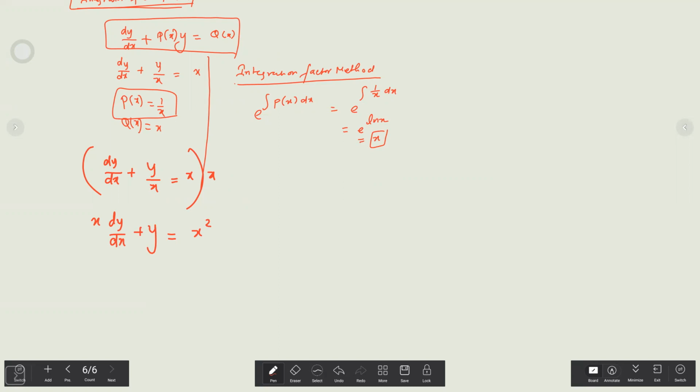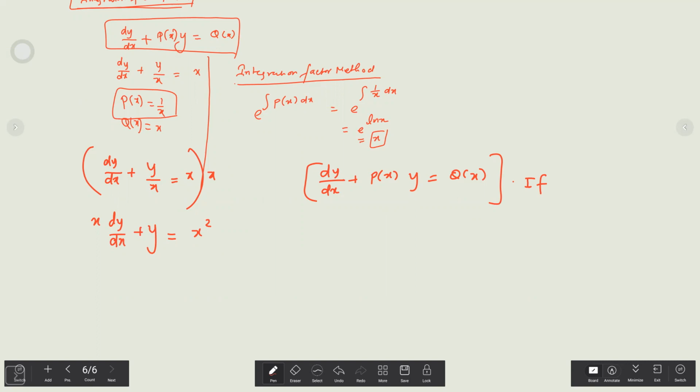So in short, if I have to show it with the general equation, if you've got dy by dx plus p of x times y equals q of x, you will be multiplying both sides by the integration factor. This is a method mark. You're going to get marks for this step.